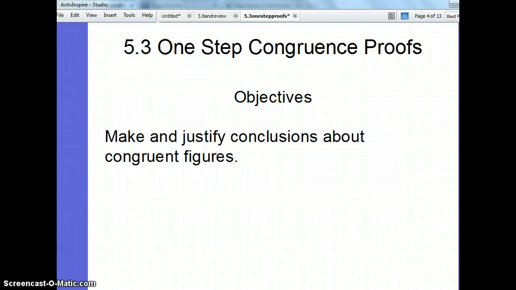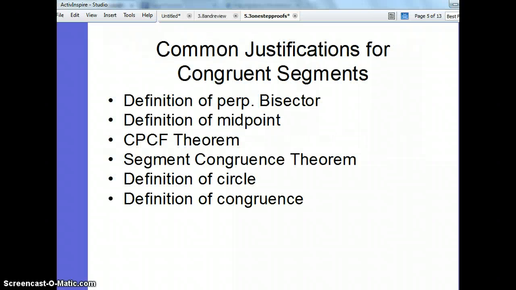So here we're going to do one-step proofs, or one-step congruence proofs. We're going to both make and justify conclusions about congruent figures. Some of the common justifications we're going to run into: definition of perpendicular bisector, definition of midpoint, the CPCF theorem, segment congruence theorem, definition of circle, and definition of congruence. Remember, you're going to need to know some of these specifically, like definition of congruence. We have to have an isometry. Hopefully you'll figure that out as we go.